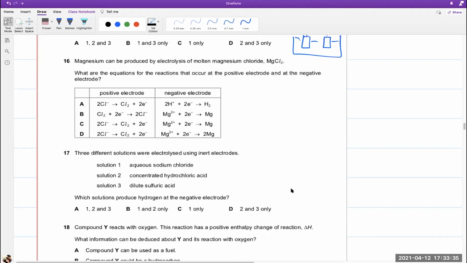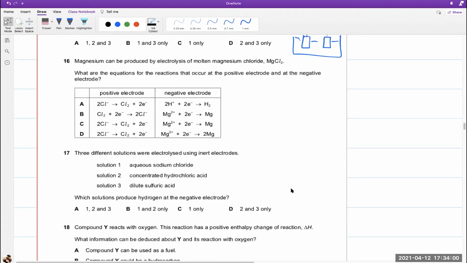So C and D show it well for chloride, in fact, A as well. And on the other side, we have magnesium, which will gain 2 electrons. So C and D are right. So which one of them is the right one?